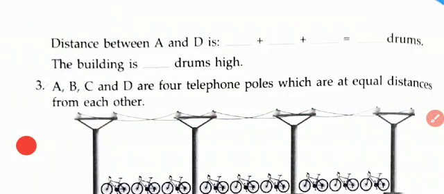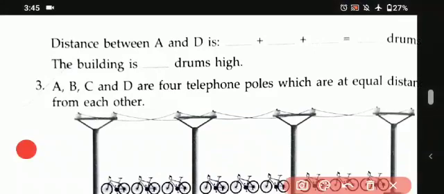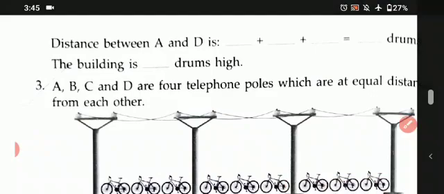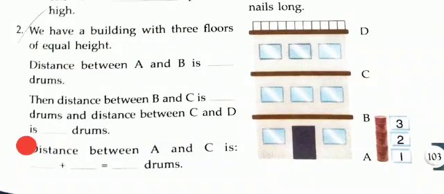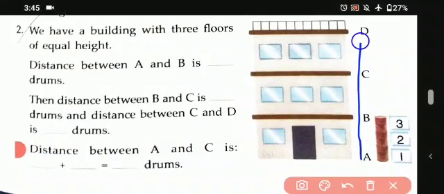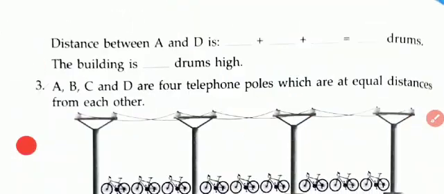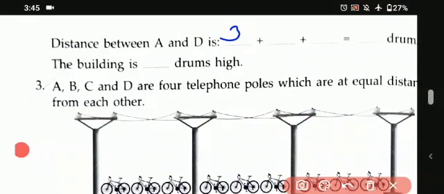Now we'll do another one. The distance between A and D. Students, we have to find out the distance between A and D. Likewise, that is A and that is D. All the floors are of equal length. So we will be writing here 3. Okay. When we add all these digits, that comes to 9. Okay. This is how we have to do it. So the building is 9 drums high.